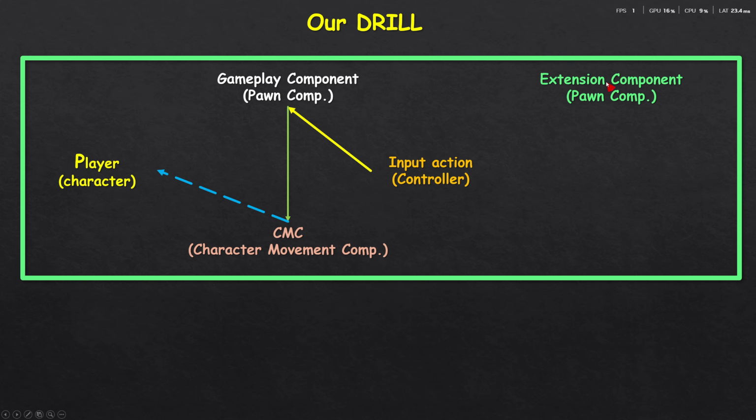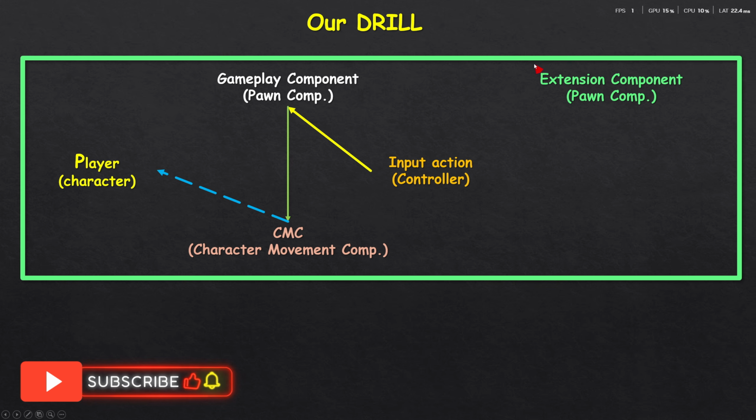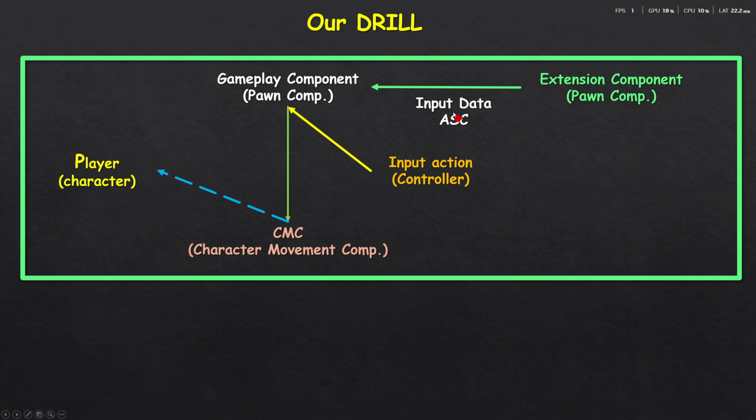The only difference between this and the other component is that this pawn extension component will be present in every character and all other components will talk through this extension component. Okay, they will ask whatever information is needed. So the pawn extension will provide the input data that is required in this situation, and the ability system as well. For example, if you need to bind the input action with the ability.